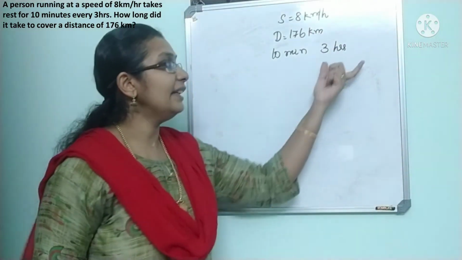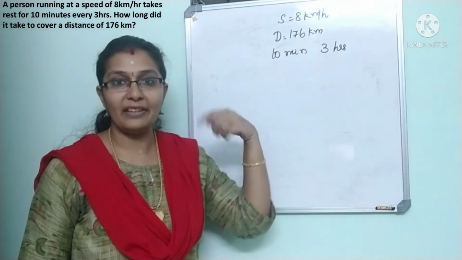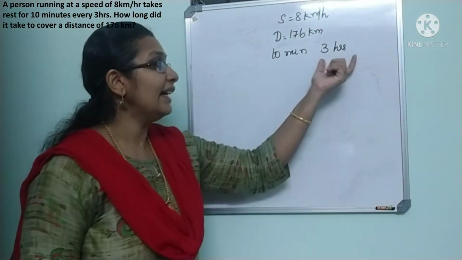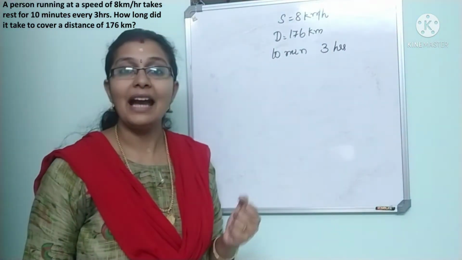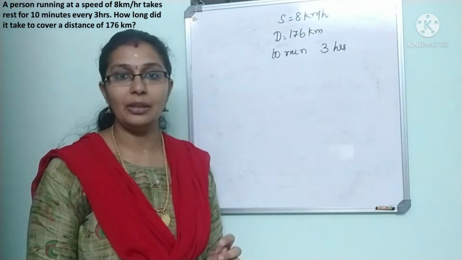So previously here they have given the distance as 75 km, right? So for every 75 kilometers it is taking a certain time rest. Okay. Here instead of the distance they are saying for every 3 hours it is taking a rest of 10 minutes. Clear? Now we will proceed as usual.